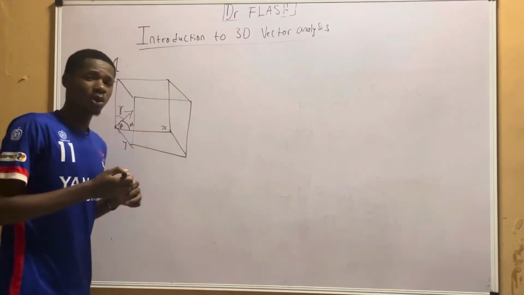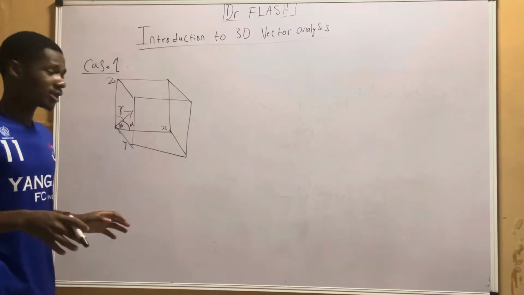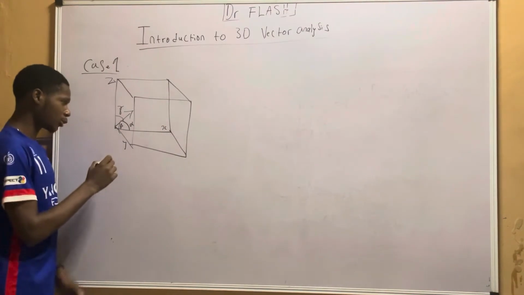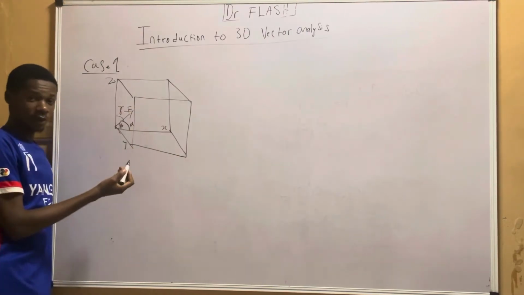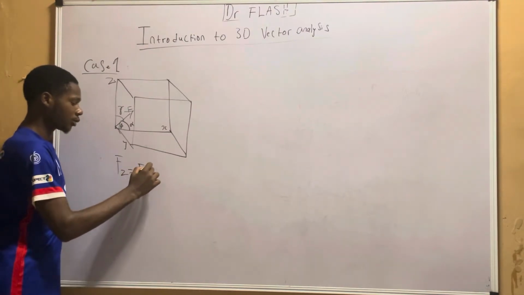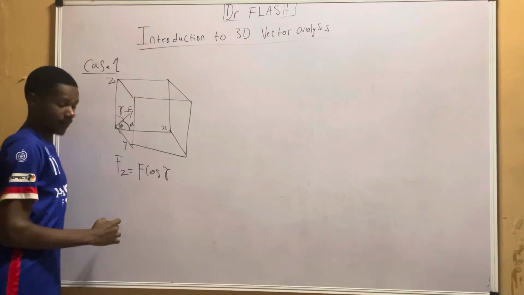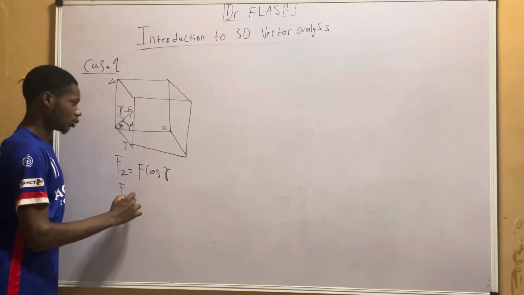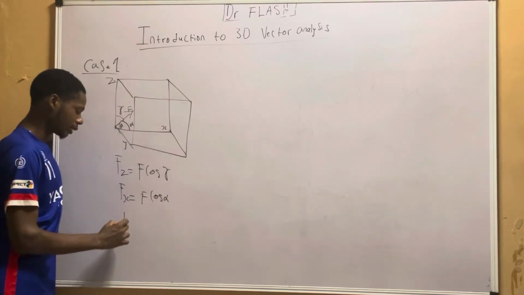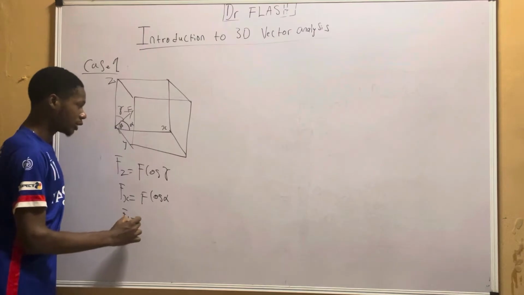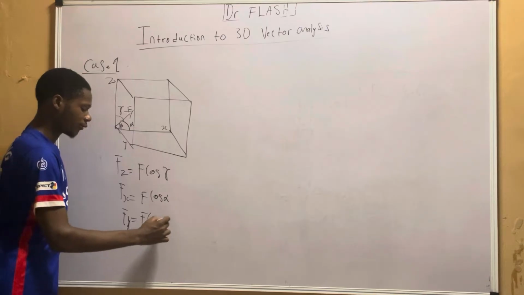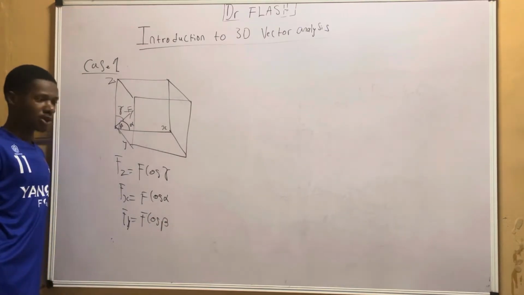Now, resolving this into the various components is quite easy. All we have to do is resolve directly using the cosine function. Now to resolve to the z-axis, if the vector is a force, for example F, I'm going to say F of z is equal to F cosine of gamma. Now F of x will be equal to F cosine of alpha, and then F of y will be equal to F cosine of beta. This is basically what we're going to get.